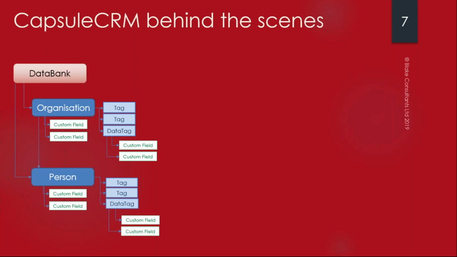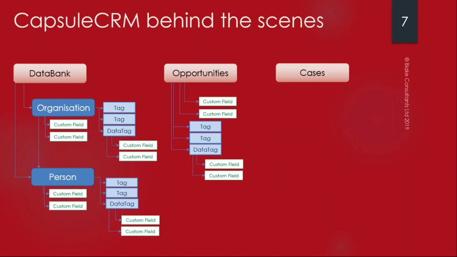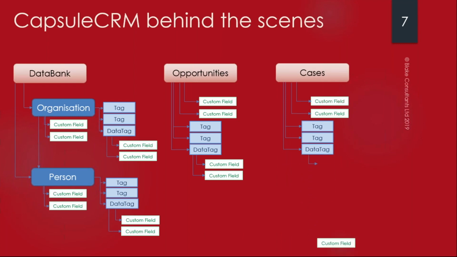We also have that same setup in opportunities. Custom fields relate to opportunities, tags relate to opportunities, data tags relate to opportunities, and custom fields relate to the tags, which relate to the opportunities. And that's the same with cases. So when we're thinking about setting up cases, it's important to have this in context and to think about the fact that we might have some tags that relate specifically to a case. We might have some custom fields that relate specifically to a case, and we may have some data tags, some custom fields that relate to those data tags specifically for a case.